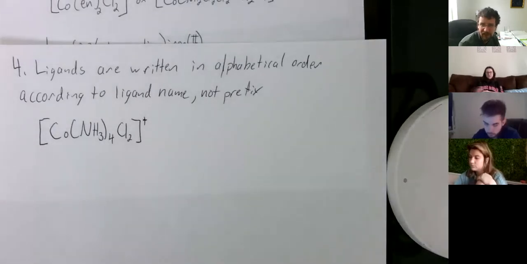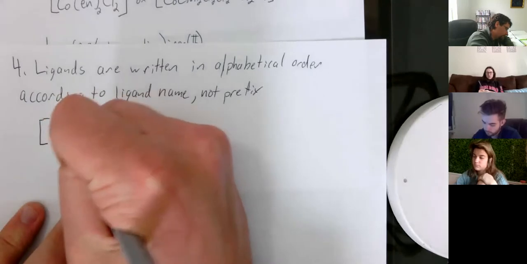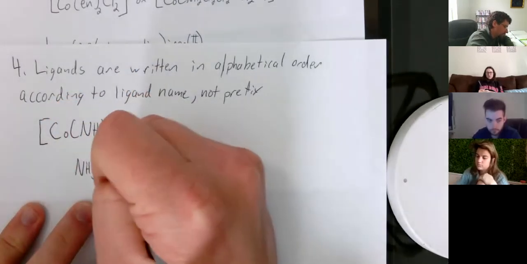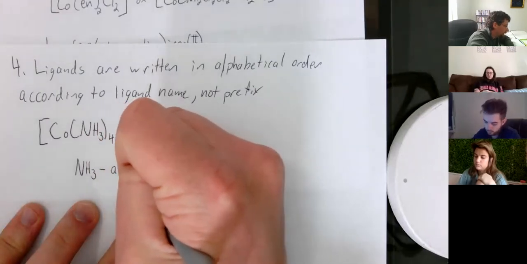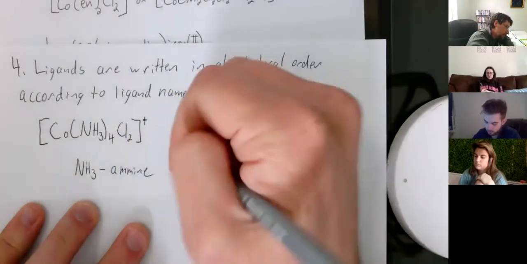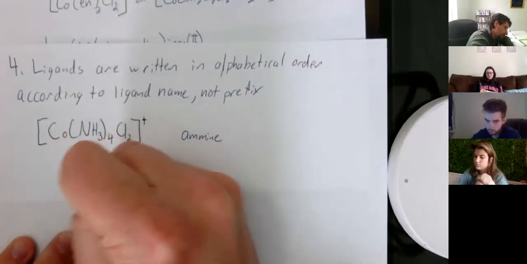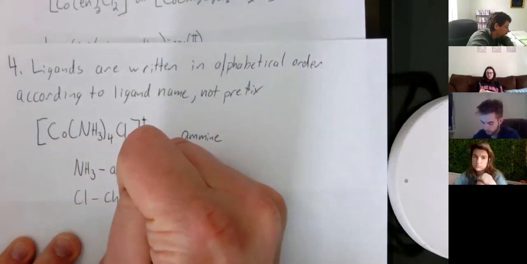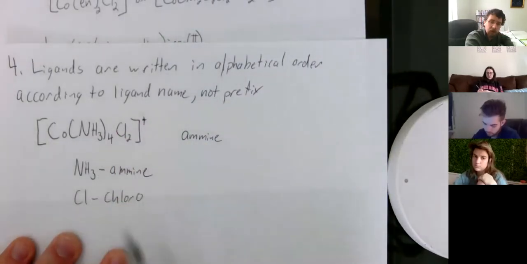So first, let's identify a couple things. Let's identify the ligands that we have. We have amine and we have chlorine. So amine's going to go first. And then we have chlor, that gives us a chloro. So we have amine. How many of them do we got? So tetraamine.